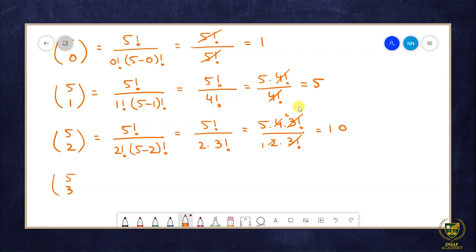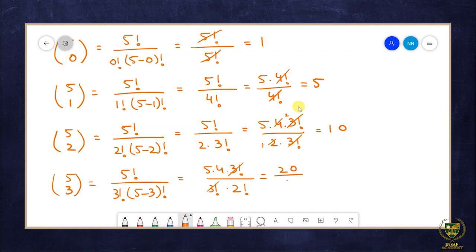5C3 is equal to 5 factorial over 3 factorial into (5 minus 3) factorial. This is equal to 5 into 4 into 3 factorial over 3 factorial into 2 factorial. 3 factorial gets cancelled and we will have 20 over 2. 2 into 1 is 2, 2 into 10 is 20, so this is equal to 10.